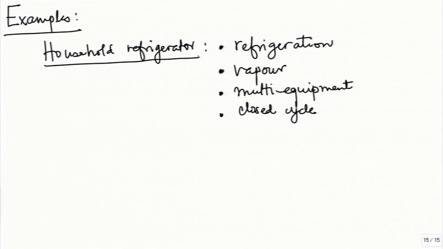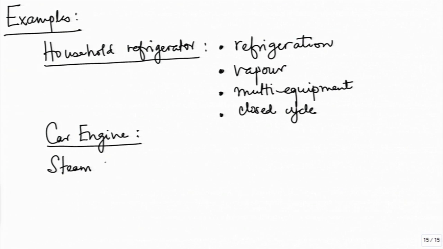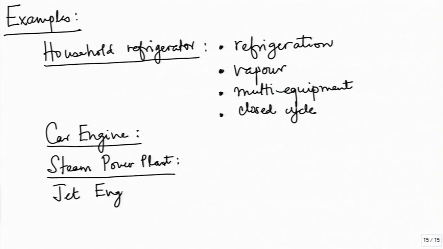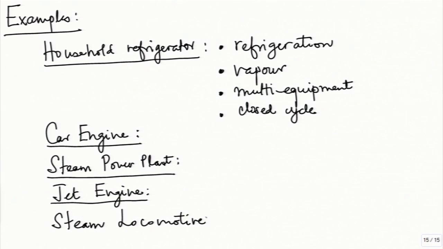Now, I am going to take a break for 5 minutes, but I will ask you to classify the cycles used in the following pieces of equipment: car engine, steam power plant, jet engine, and the classical steam locomotive. Classify these power plants on the 5 parameters that we have discussed so far. I will be back with you in a few minutes.